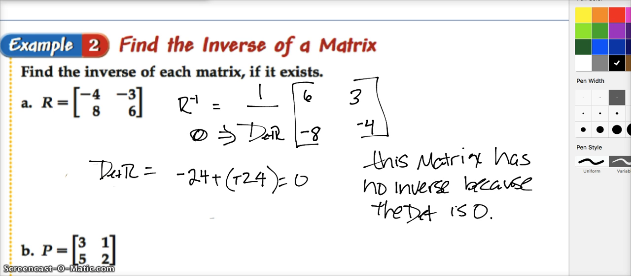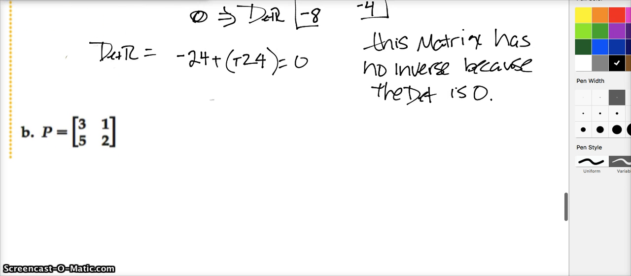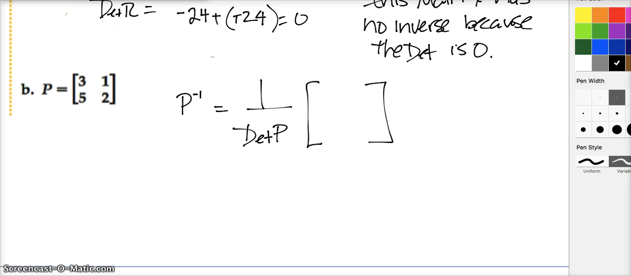Are you with me? Right? Does that kind of make sense? Hopefully it does. So at this point, you don't have to do anything else. Let's go ahead and check out P. Can we have a P inverse?